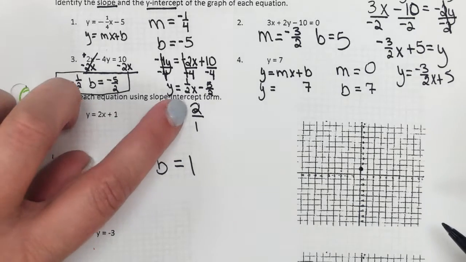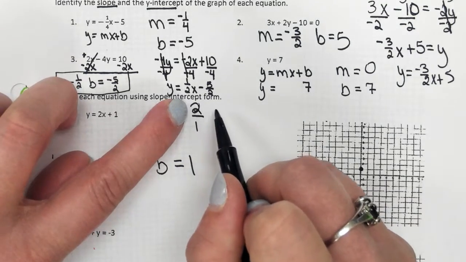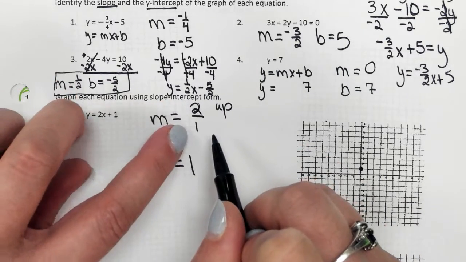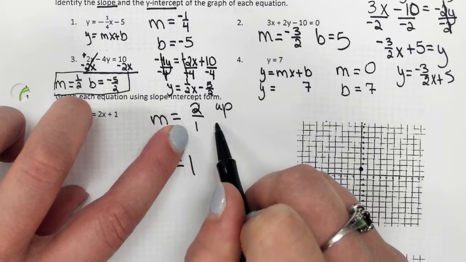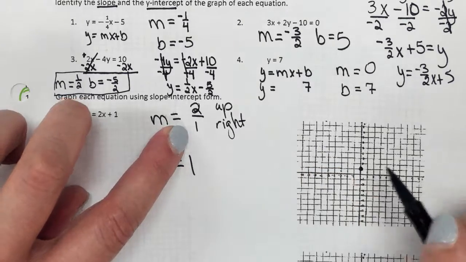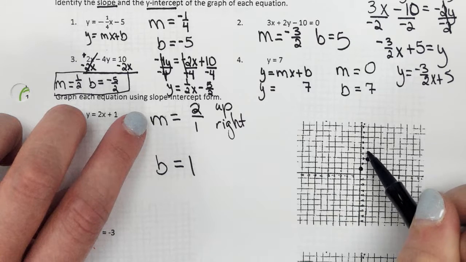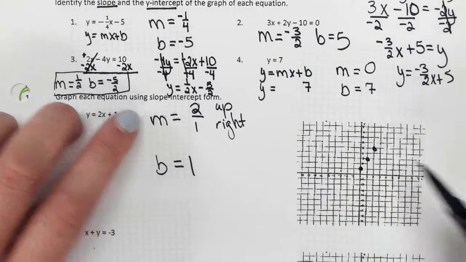All right, here we go. It's a positive 2. So what's that tell me to do? Up 2. And it's a positive 1, to the right 1. There you go. All right, so from that dot, we're going to go up 2 and right 1. Up 2 and right 1.